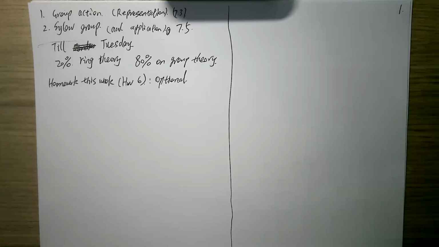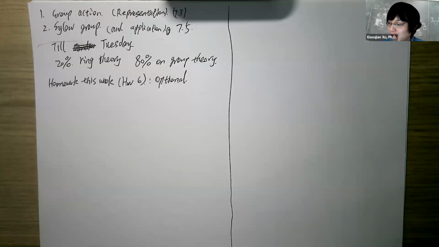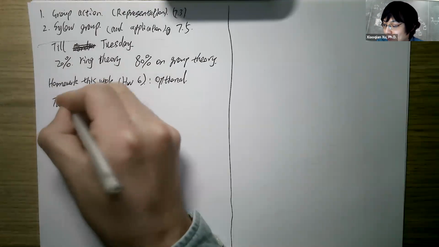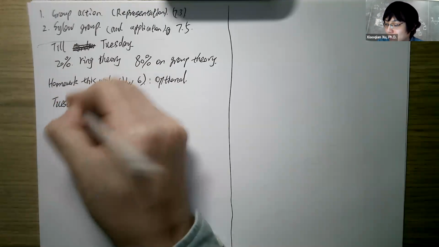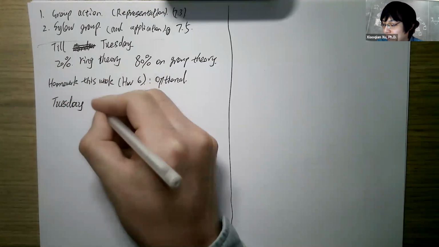What if we get homework 6 actually lower than our other homework? Then it will not replace anything, okay? If you want, it can be used to replace the lowest score among homework 1 to 5, okay? And it will be due on Tuesday, Tuesday 7 p.m.